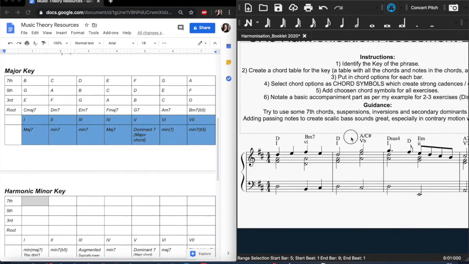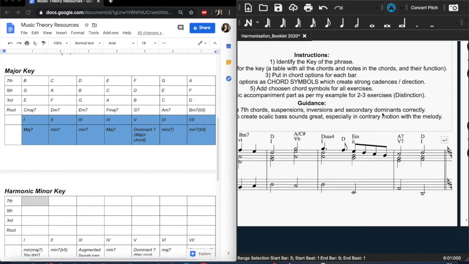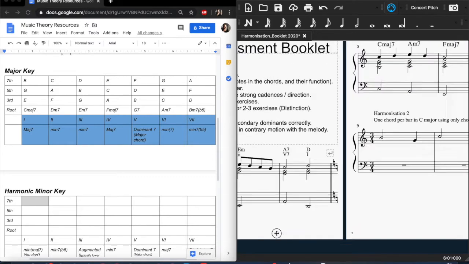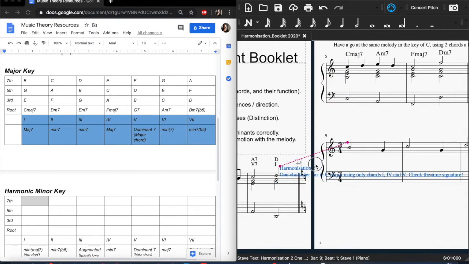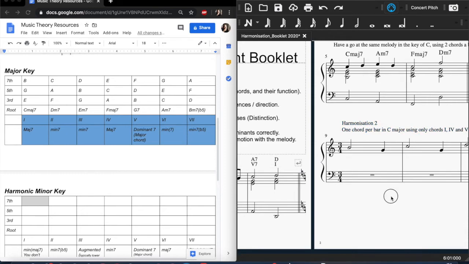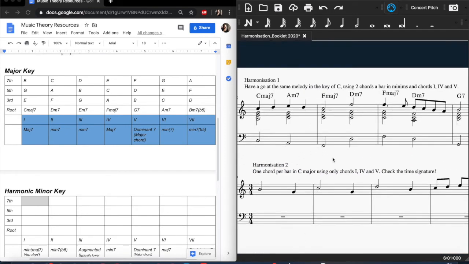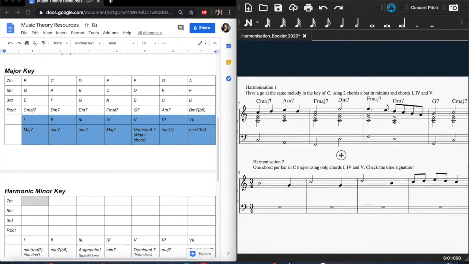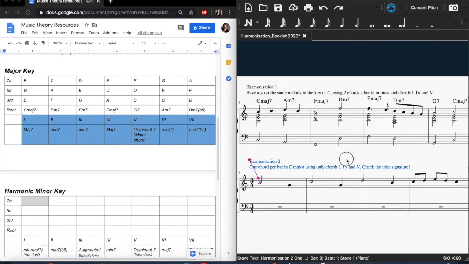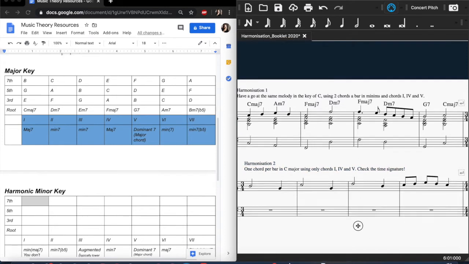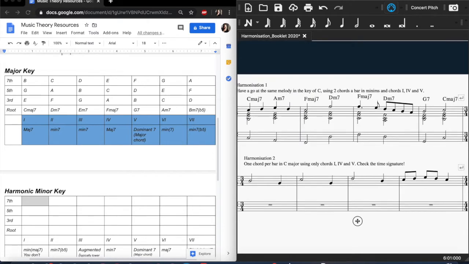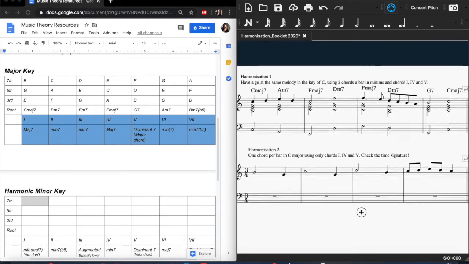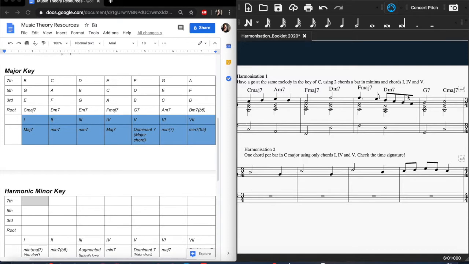But there's some other things on here like suspensions, inversions, and secondary dominants, essentially. So what I'd suggest is whenever you're going to use anything quite advanced like that, it's much better off to start basic. I always think of music theory like building a house, in that you work up from foundations.